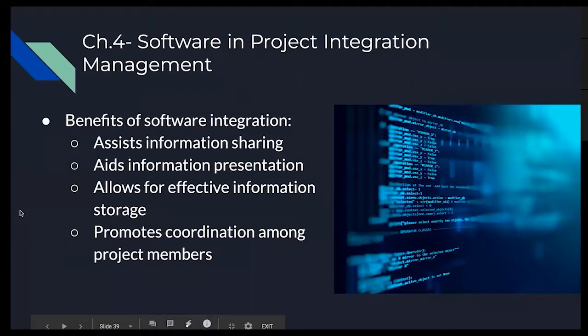Now with software and project integration management, this is crucial. This is, again, the information sharing systems. You have to have these effectively, because in the digital world we live in now, everything is shared through a cloud. And the benefits of having software integration in your project management plans: you can assist information sharing, you're aiding information presentation, you're allowing for effective information storage, and you're promoting coordination among members. Again, coordination is key with projects.